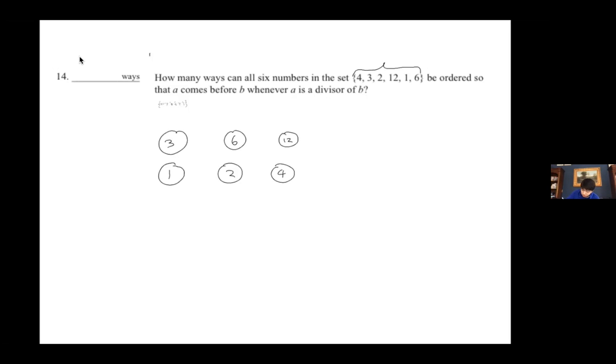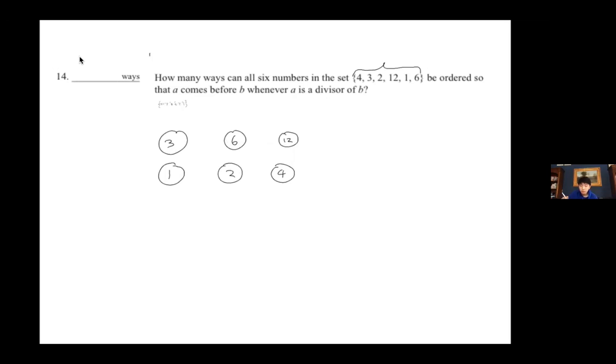We have that 1 has to be before 3, and 1 has to be before 2, 2 has to be before 4, 2 has to be before 6, 3 has to be before 6, 4 has to be before 12, and 6 has to be before 12.